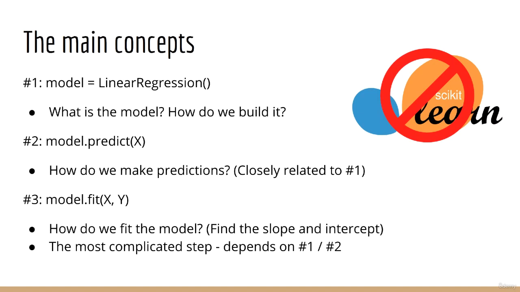So let's first look at what these concepts are before we discuss the details. I'm going to go out of order in some sense, but you'll see why that has to be the case. The three main concepts we want to discuss are, number one, what is the model architecture, and how do we actually build a model if it's not defined for us, like it is in scikit-learn? Number two, how do we make predictions with the model? In fact, this is closely tied to number one. And number three, how do we fit the model? That is, how do we find the slope and intercept parameters? As you'll see, this is the most complicated step. It also depends on number one and number two, which is why we have to discuss this last.